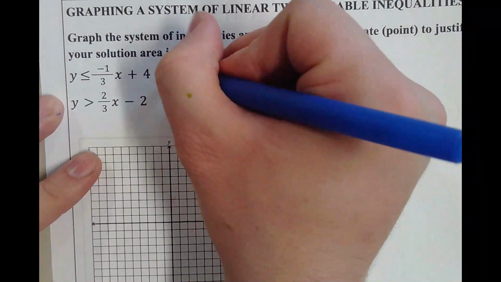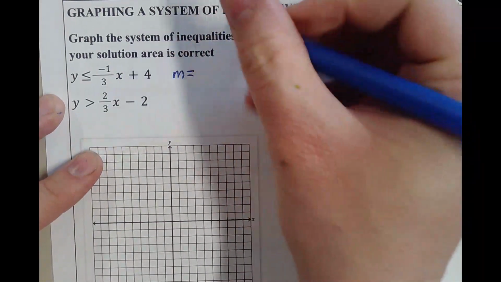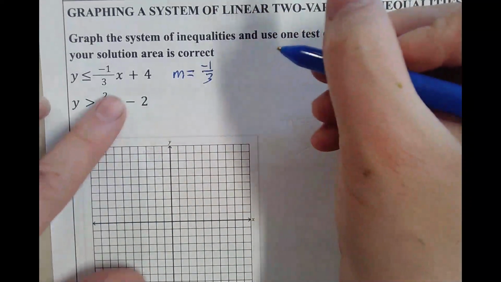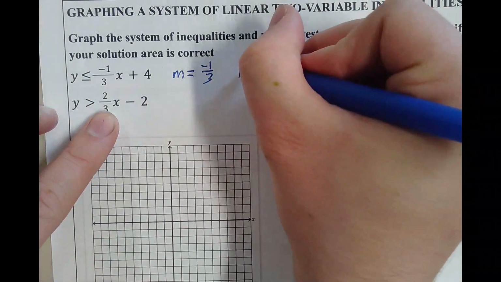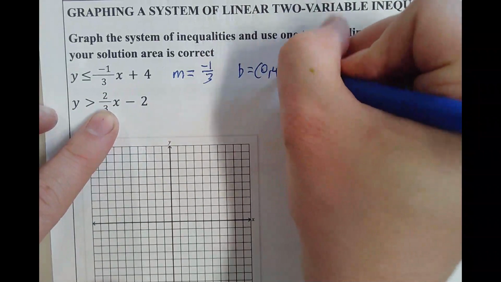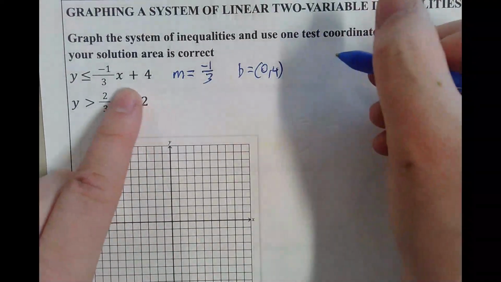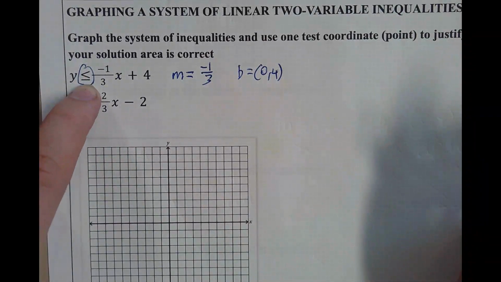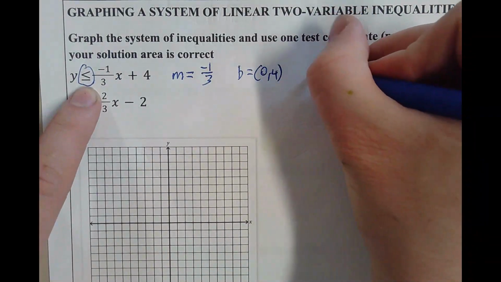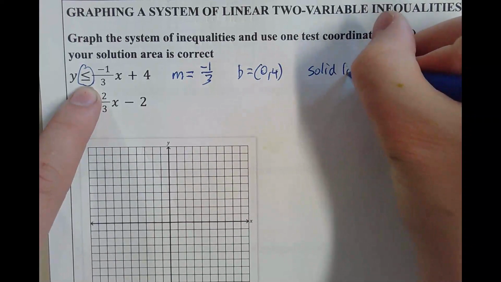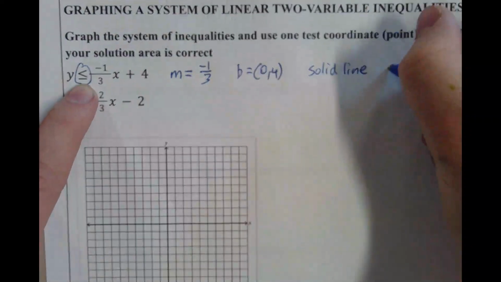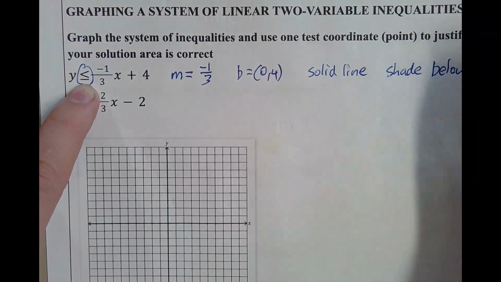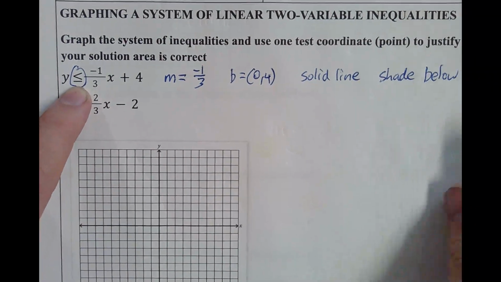For the first one, it's going to be a slope of negative 1/3. What's the y-intercept? Good. It's 4. Do I do a solid or a dotted line? Remember, this symbol right there means it's equal, meaning I have a solid line and I have to shade below since it's less than or equal to.